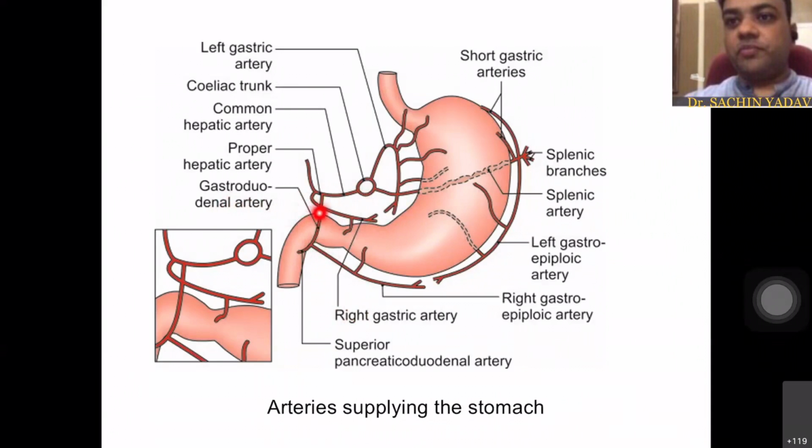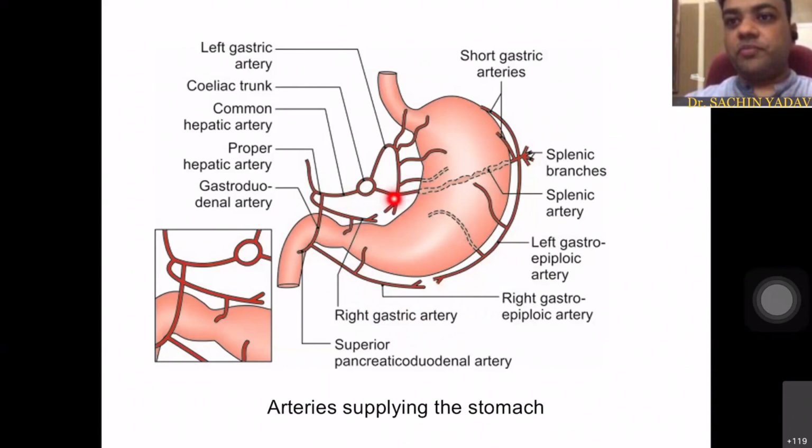The gastroduodenal artery will run downward and behind the first part of the duodenum to come in the concavity of this duodenum, to supply the superior pancreaticoduodenal artery and, in relation to the stomach, the right gastroepiploic artery. So just remember, the right gastric artery comes directly from the common hepatic artery, which is the branch of the celiac trunk, and the right gastroepiploic artery comes from the gastroduodenal artery, which is the branch of the common hepatic and which is the branch of celiac trunk. So ultimately, all are coming from celiac trunk.